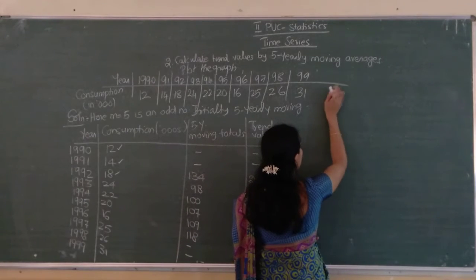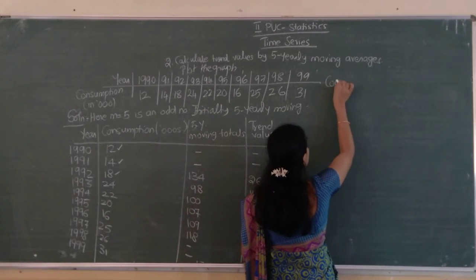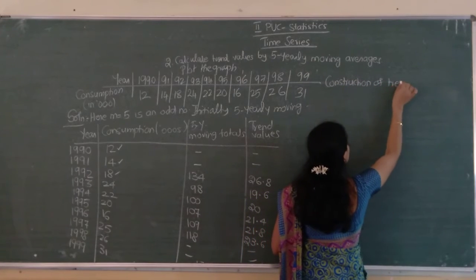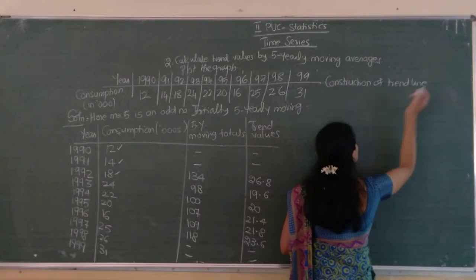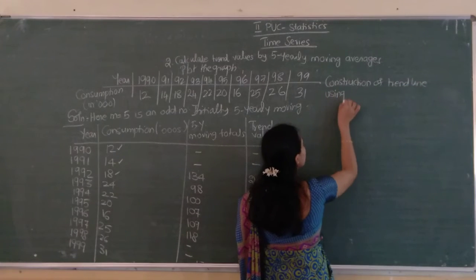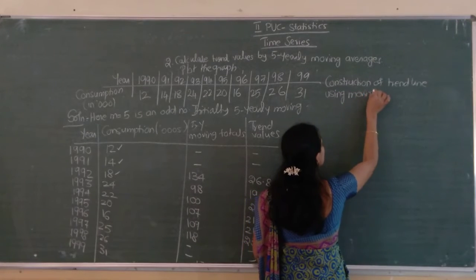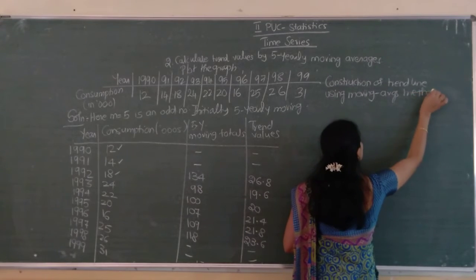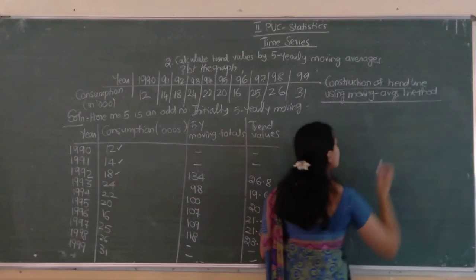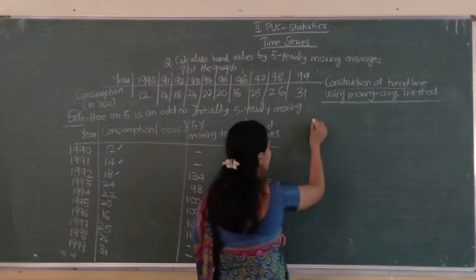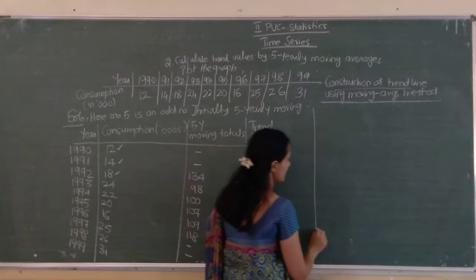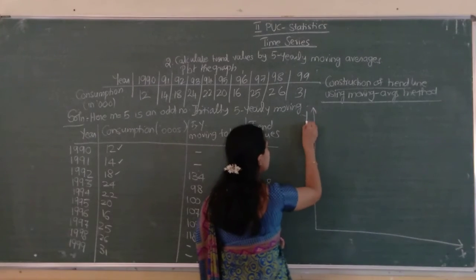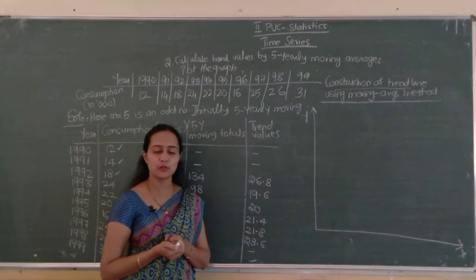So construction of every graph must have a title. Construction of trend line using moving averages method. Correct na? So here it is this one. Next mark x-axis and y-axis. X-axis and y-axis we have to mark.